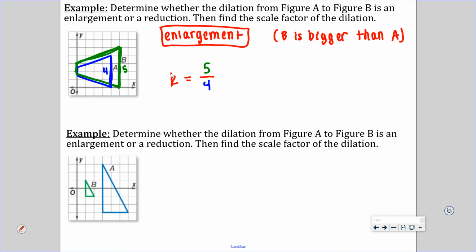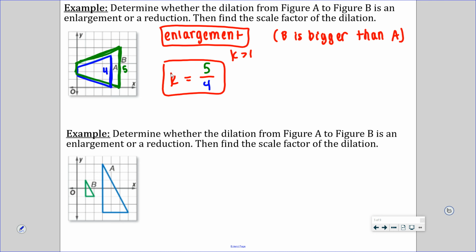And does this make sense that we have an enlargement, aka is that scale factor greater than 1? Yep. Okay. So our answer makes sense. If you want to write that down, that number should be greater than 1 if you're saying that that's an enlargement. And that can be a way to check if you set that ratio up correctly. Does that make sense? Okay, I'll try another one.